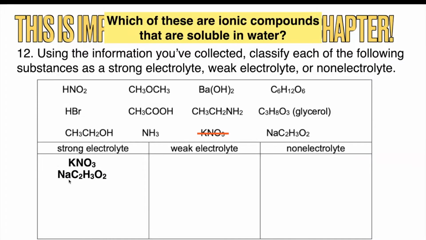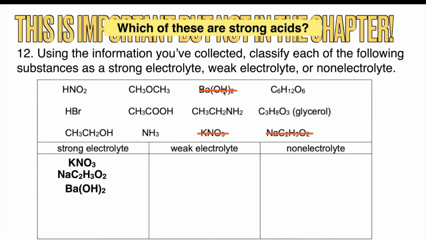Next one I see, all right, I see sodium acetate. Okay, so sodium acetate's right here. That's going to be soluble in water. Next, barium hydroxide. Again, ionic. So it's an ionic compound, soluble in water. Which are our strong acids? HBr, hydrobromic acid. I don't see any other strong acids here.